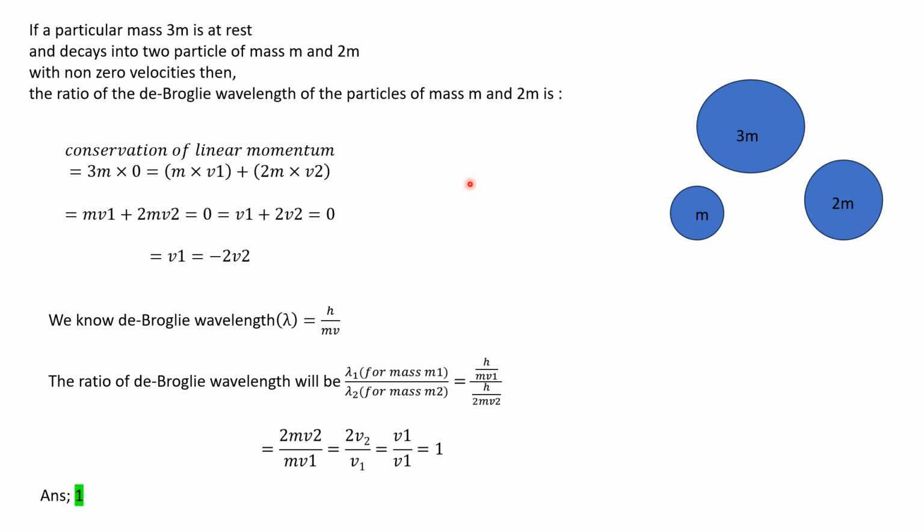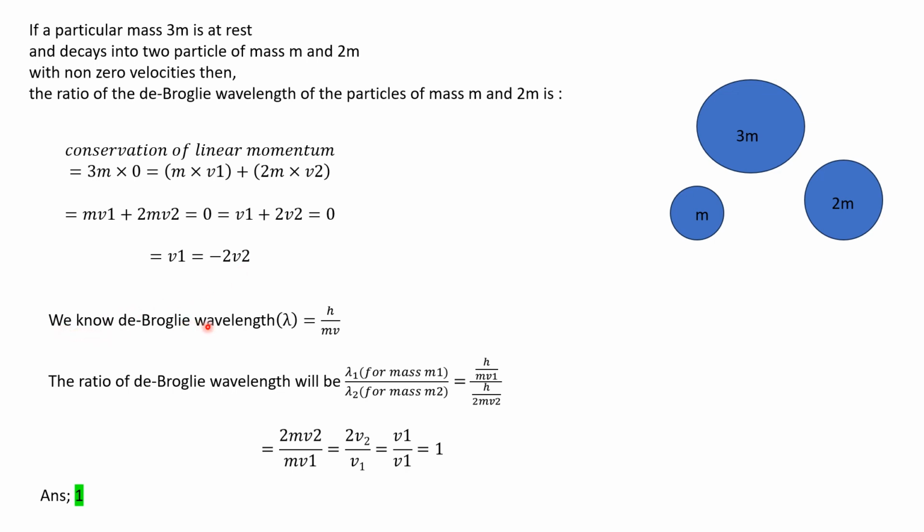By applying the conservation of linear momentum, we can write the initial mass into initial velocity equal to the sum of the final masses and final velocities, that is 3m into 0, because the particle is at rest initially, equal to m into v1 plus 2m into v2. From here we get v1 plus 2v2 equal to 0, so v1 is equal to minus 2v2, or v1 by v2 is equal to minus 2.